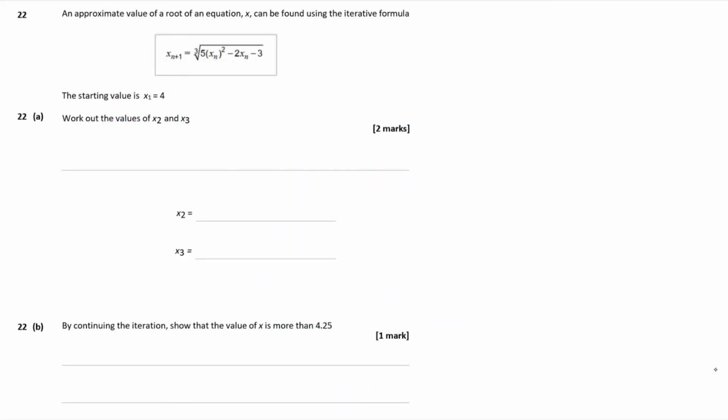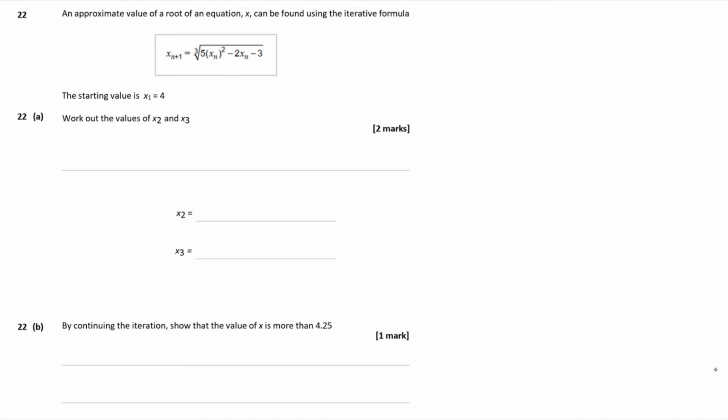Question 22. An approximate value of a root of an equation x can be found using the iterative formula x_(n+1) equals the cube root of 5 lots of x_n squared minus 2 lots of x_n minus 3. The starting value is x1 equals 4. Work out the values of x2 and x3.